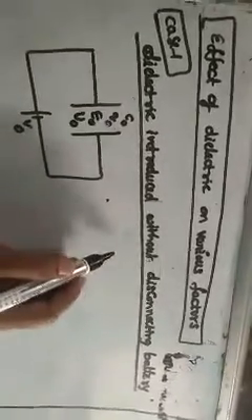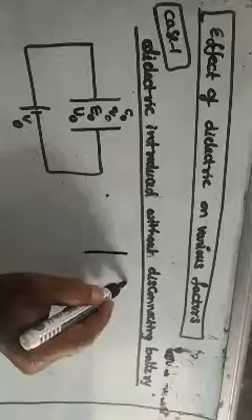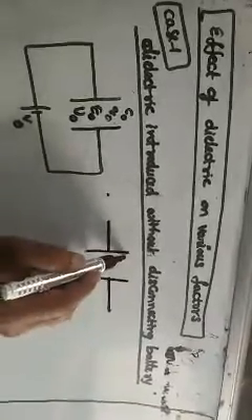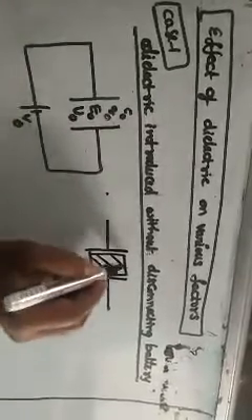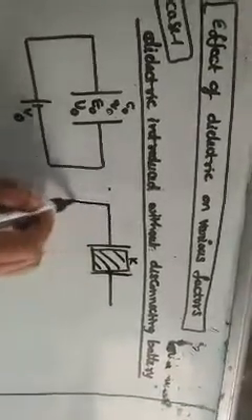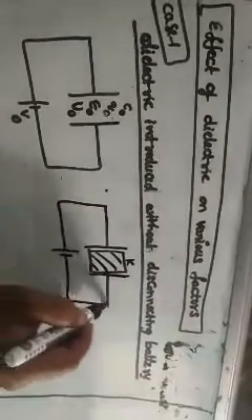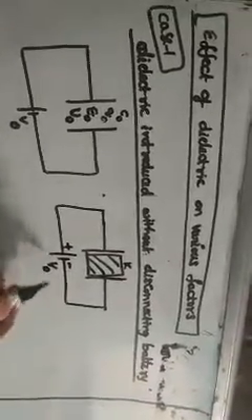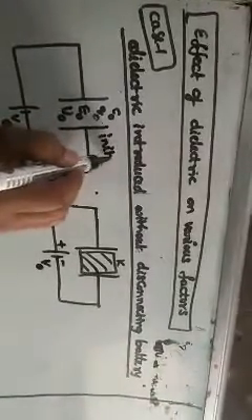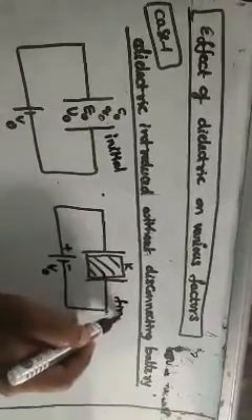Coming to our concept, a dielectric slab of dielectric constant K is introduced between the plates of the capacitor. The battery is connected continuously, the same V naught. Now the question is, these are the initial values, and what are the final values after the dielectric is introduced? Some points we know very well.